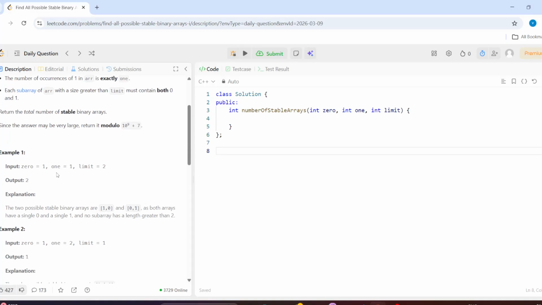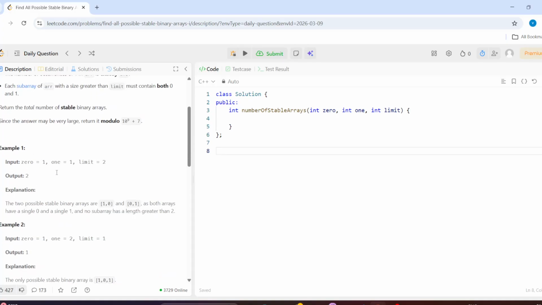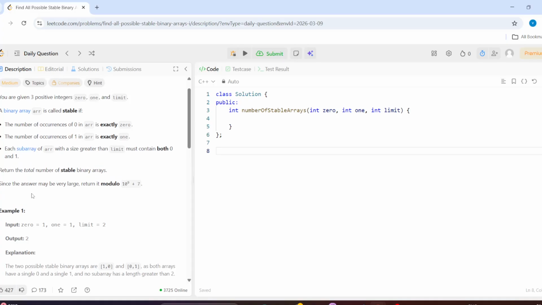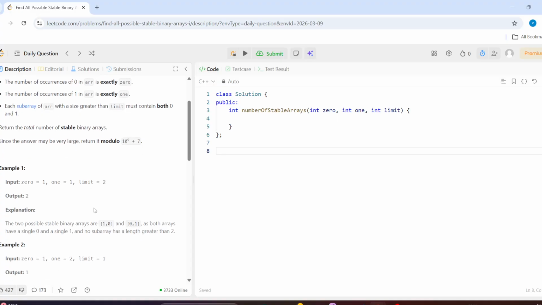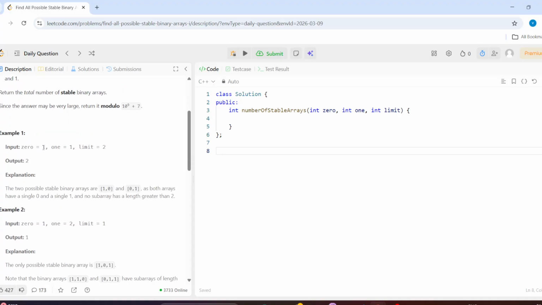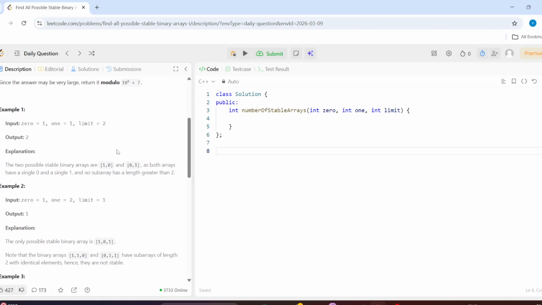So the question is saying we are given three positive integers: zero, one and limit. Zero denotes the number of times the 0 can occur, and one denotes the number of times the 1 can occur in an array, and the limit is 2.